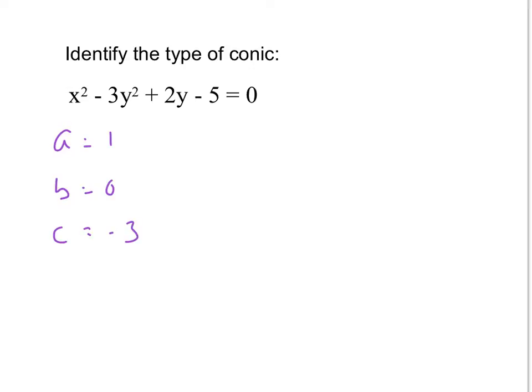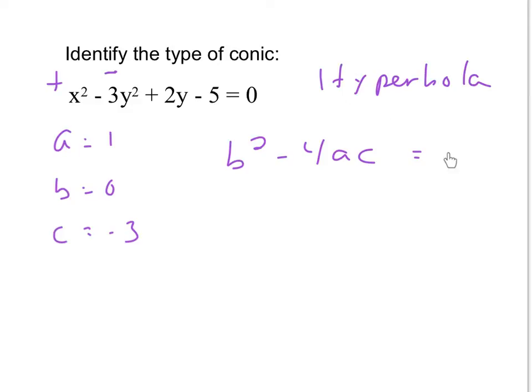Just looking at this conic right now, we see we have a positive x squared and a negative y squared, so this is going to be a hyperbola, doing what we did in class, but let's use the discriminant to verify that right now. We're going to do b squared minus 4ac. If this turns out to equal 0, we know we have a parabola. If this turns out to be positive, we have a hyperbola. And if this turns out to be negative, we're going to have an ellipse or a circle. So let's figure out what happens here.